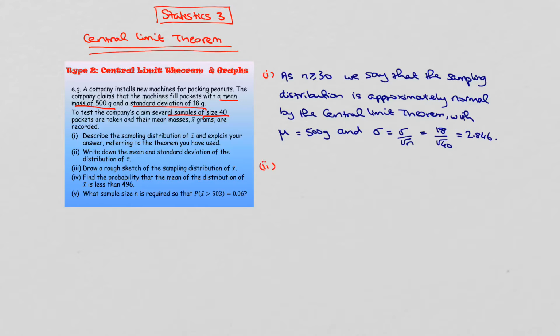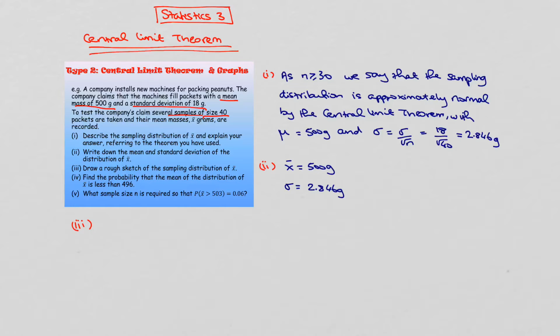So what does part 2 want us to do? Well, it says write down the mean and the standard deviation of the distribution of x bar. So our mean will be 500 grams and our standard deviation, well, I've already worked that out, that's going to be 2.846, and of course I should have grams there as well, okay? So part 3 then says draw a rough sketch of the sampling distribution.